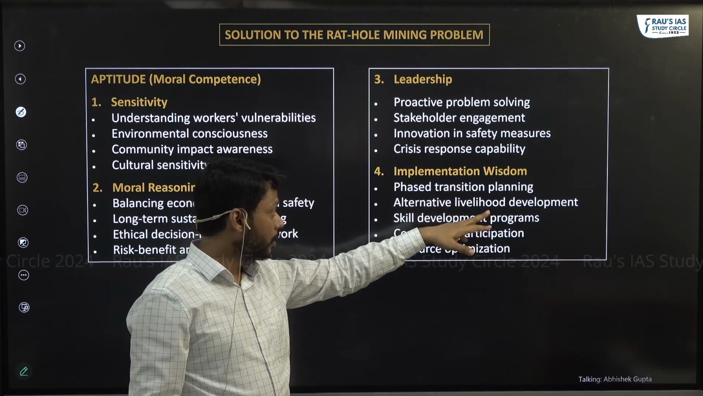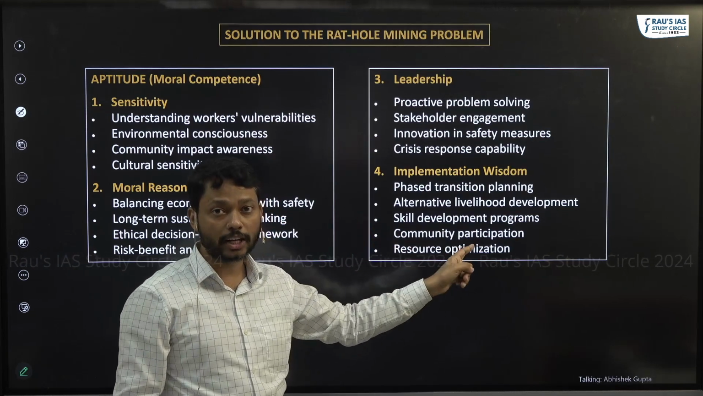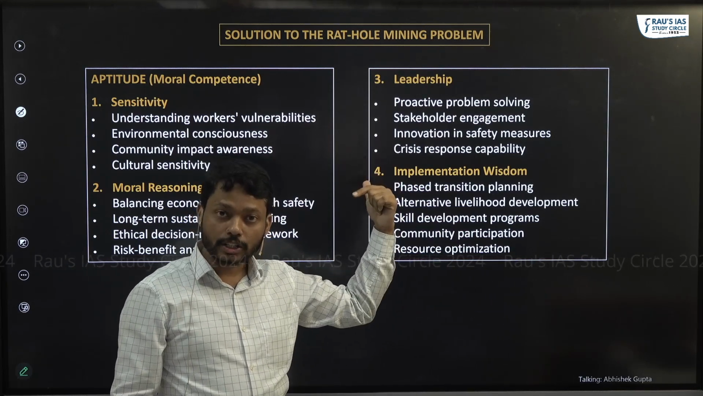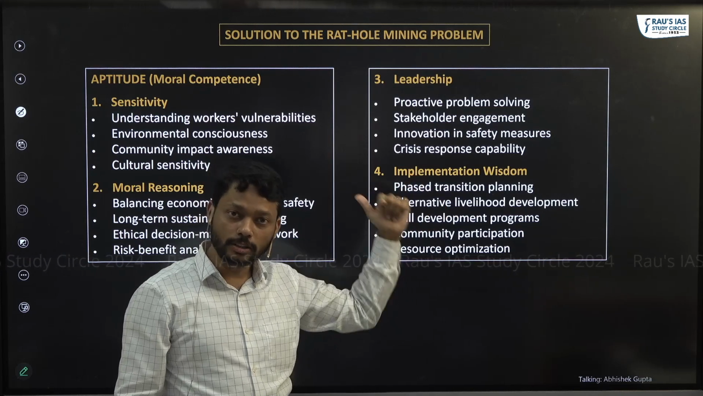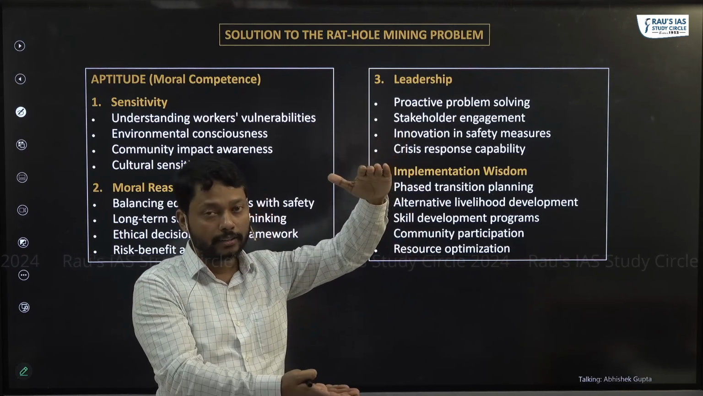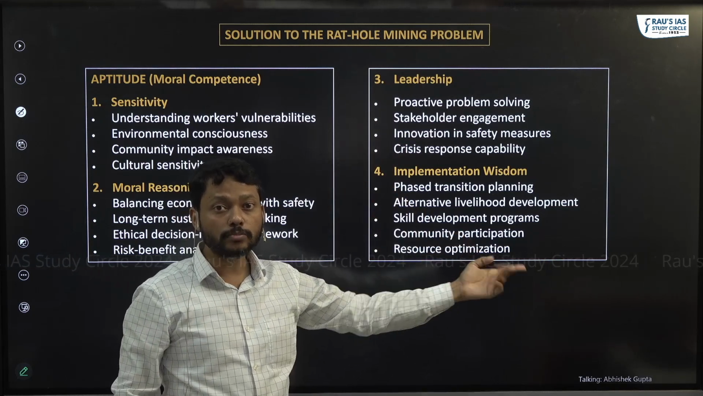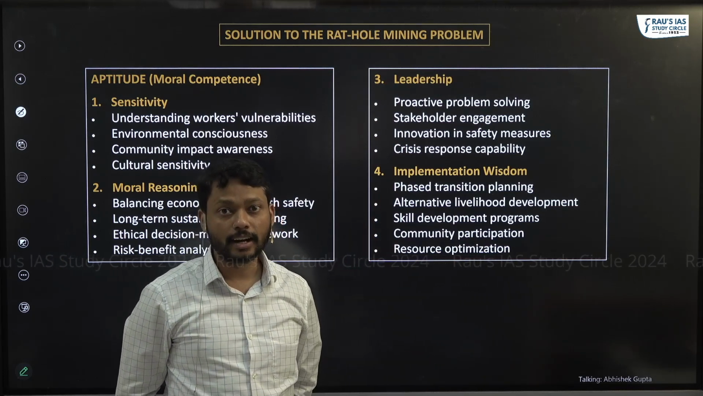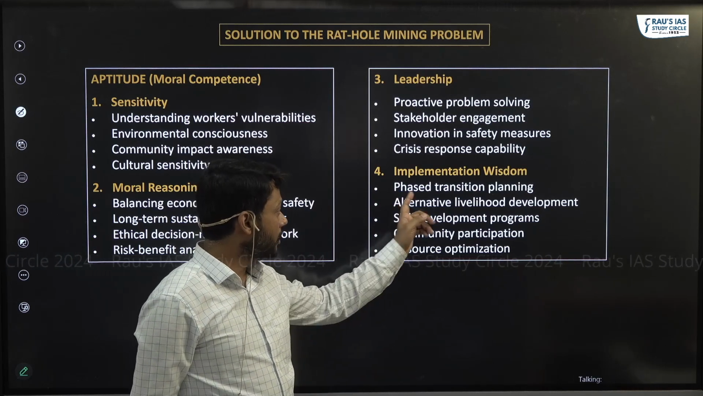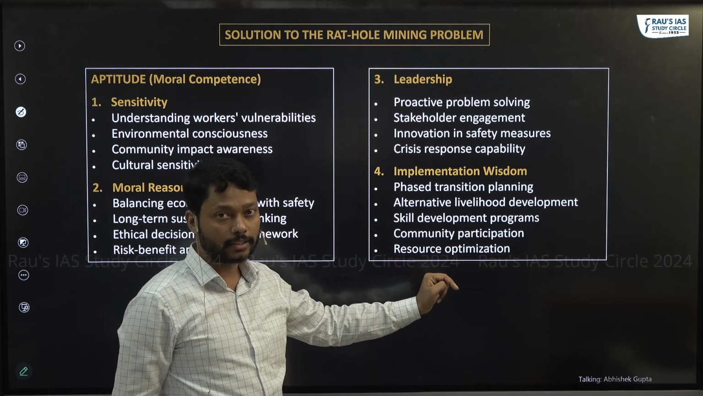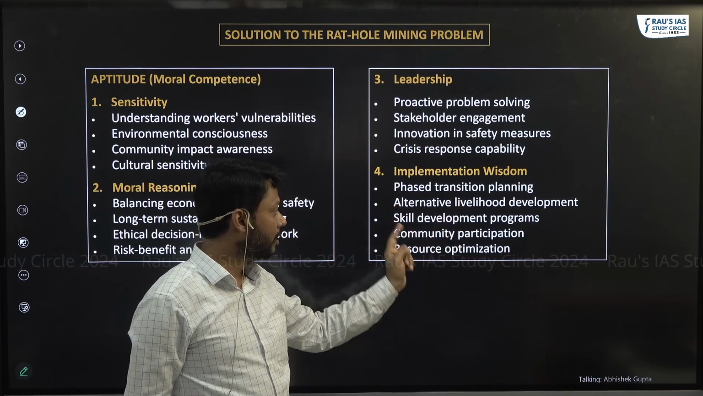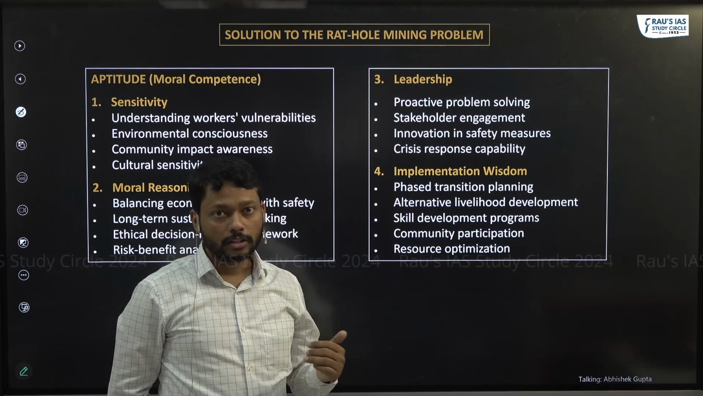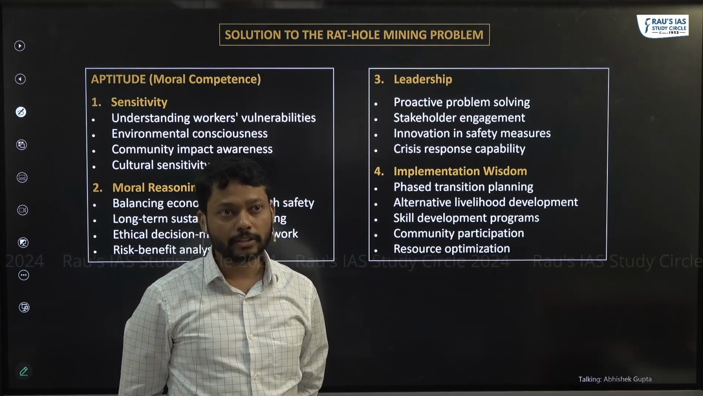It also requires wisdom. Wisdom is to choose the most moral course of action. It's to really have a course of action, a plan of action on board of all the knowledge and all the reasoning and all the sensitivity and all the experience. You now really know this is what is to be done. That is wisdom. Wisdom is to choose the most moral course of action among all the cognition and all the affection. Wisdom, according to Aristotle, is the highest virtue. Having a phased transition plan could be part of wisdom, alternative livelihood development, skill development programs, community participation, resource optimization, so that we can use the resources optimally with minimal mining activities.